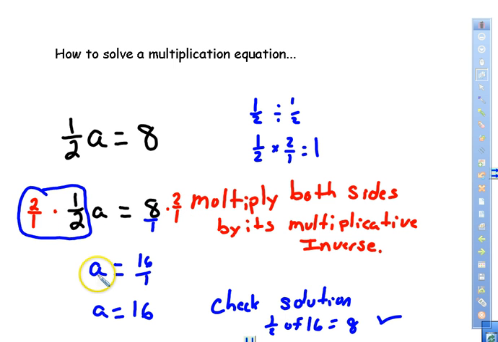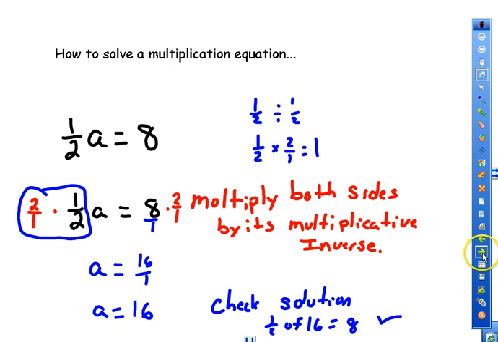So we get 1 times a is a. And now 8 times 2, which we had to put over 1. Okay, that was the 2 over 1. And 8 was a whole number, so we put that over 1 to make them both fractions. And now it's 8 times 2 is 16 over 1, which equals 16. And to check our solution, 1/2 times 16, or 1/2 of 16, equals 8, and it does.